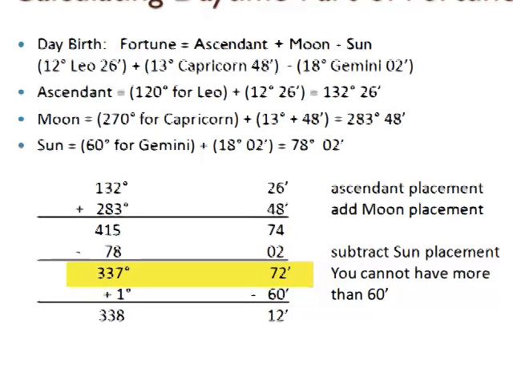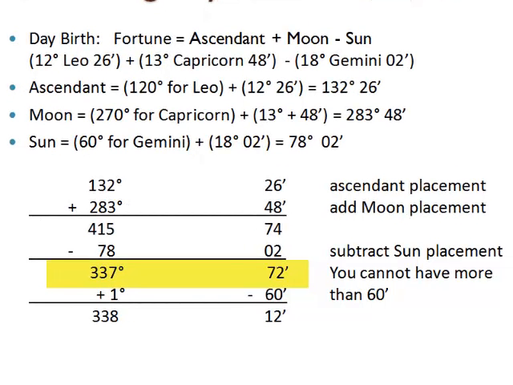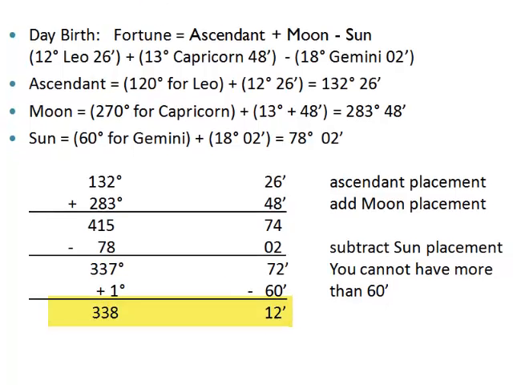To convert our answer, we need to do a couple of things. First, we start in the minutes column, and you'll notice that it's more than 60 minutes. Well, you can't have more than that. So we need to subtract 60 minutes from that column and add 1 degree over in the degree column, because 1 degree is equal to 60 minutes. That gives us 338 degrees 12 minutes.